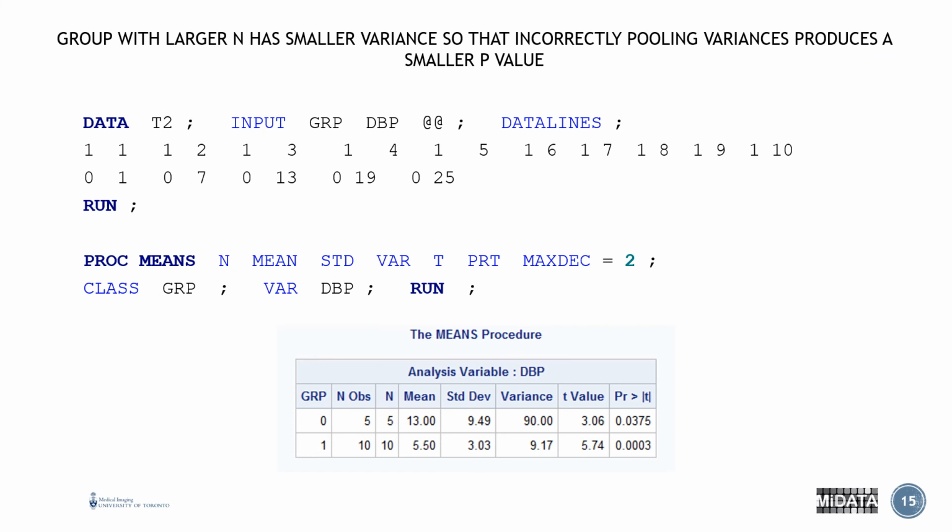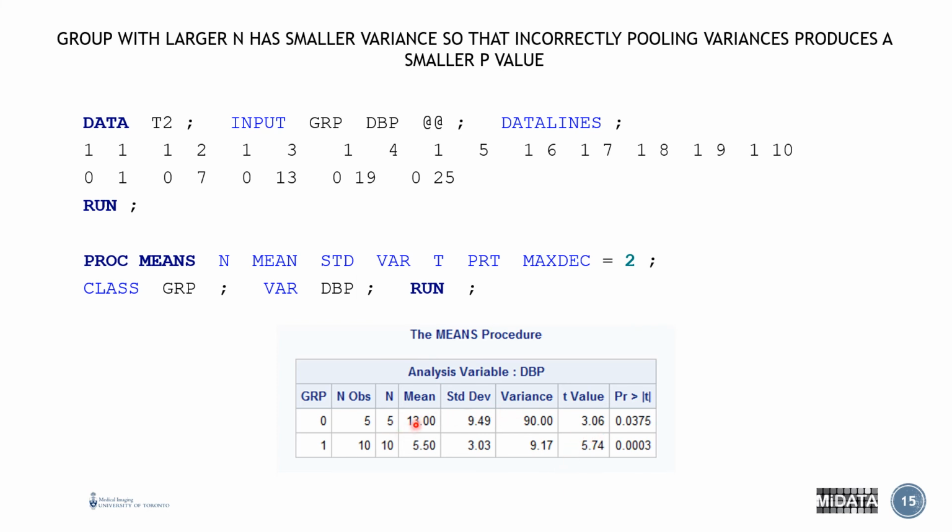All right, let's do this again, but this time the group with the larger sample size has the smaller variance. Just like last time, incorrectly pooling the variances will produce a smaller p-value. Okay, here's the data. Same deal, except the data has changed a little bit in order for us to switch the variance around. PROC MEANS, here are the results.